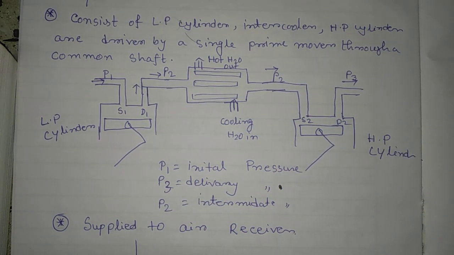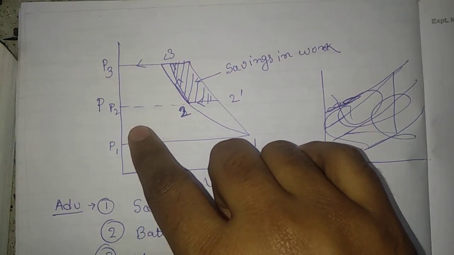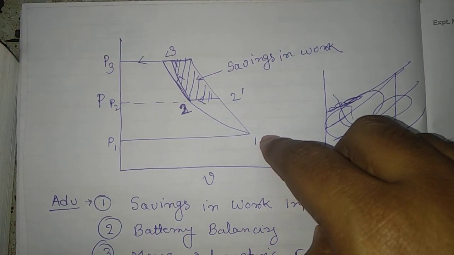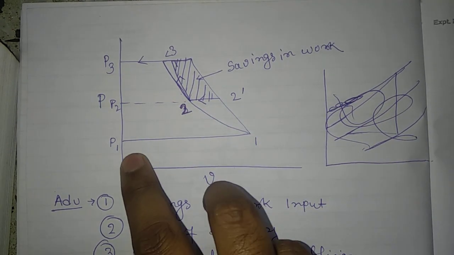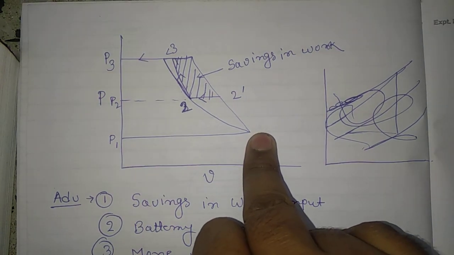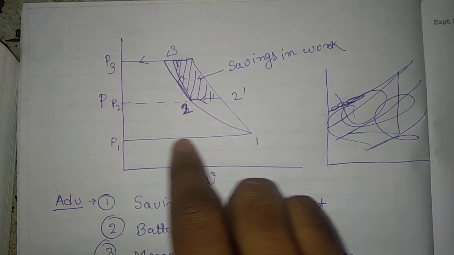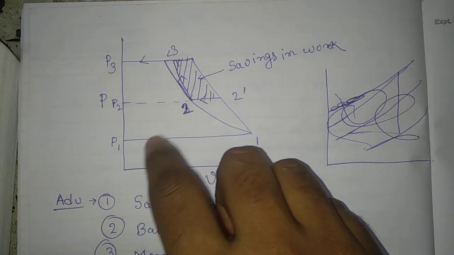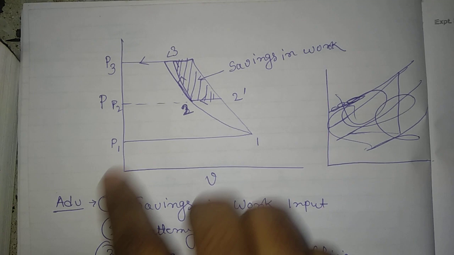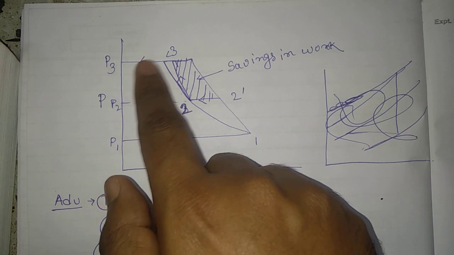Now this is the PV diagram of the corresponding process. As you see, 1 to 2 dash. If the compression takes place in a single stage, the process will be like that. This is the suction, this is the compression, and this is the expansion or delivery. So the work done required for the single stage compression process is the area of this portion.